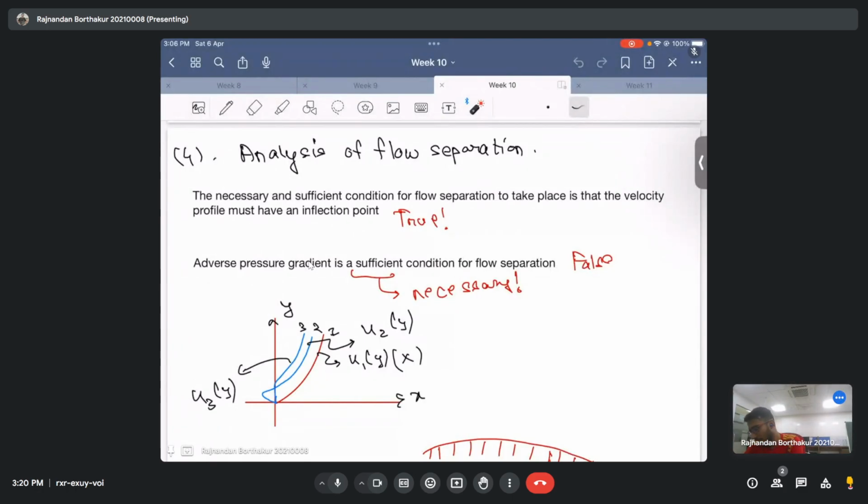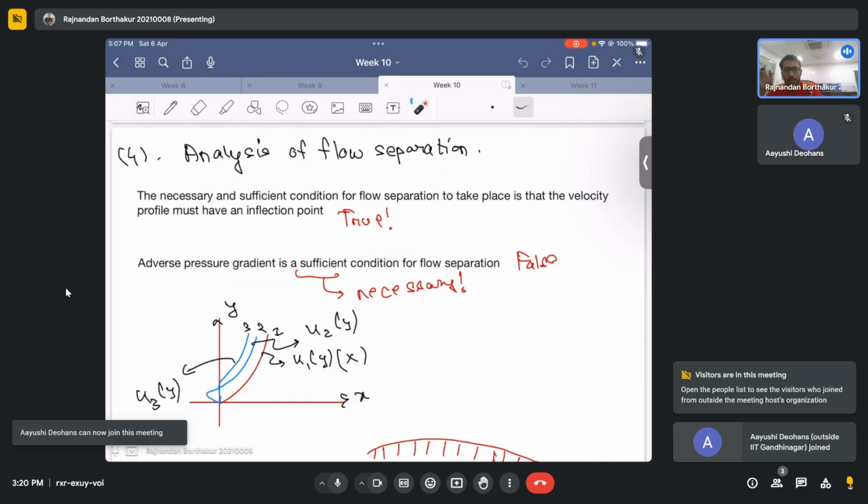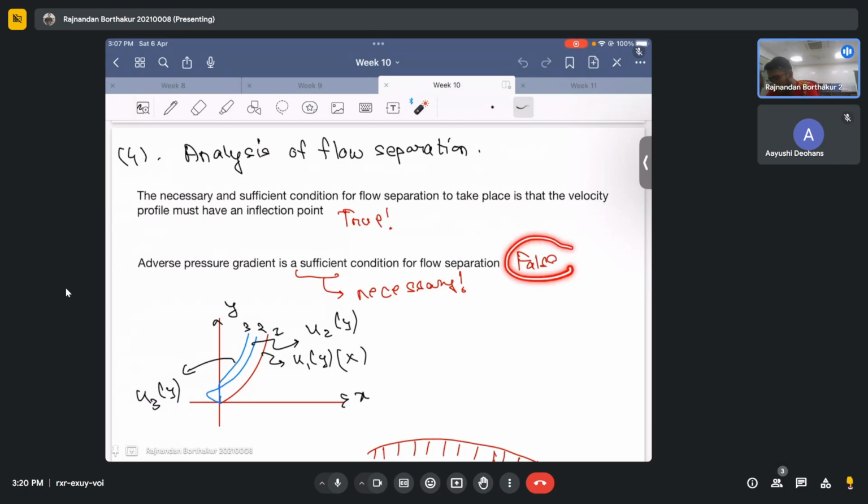But nevertheless, this problem that we saw was just an analysis of flow separation, where we saw basically two statements. The first statement said that adverse pressure gradient is a sufficient condition for flow separation, while the other statement said that the necessary and sufficient condition for flow separation to take place is that the velocity profile must have an inflection point. So these are the two statements that we saw, and then we did certain analysis, and then we saw that the latter statement is essentially true.